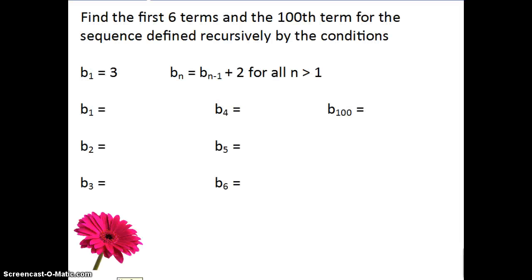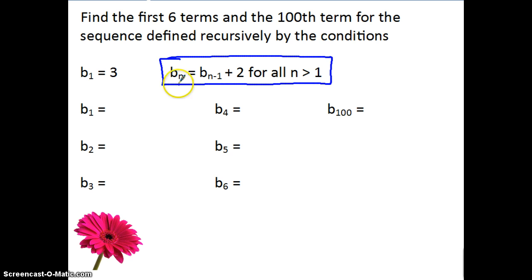All right, so this says find the first 6 terms and the 100th term for the sequence defined recursively by the conditions. This looks very similar to what we did a minute ago, but instead of being given as a formula where you just plug in the term number, this is written recursively. So look at how this is written. B sub n equals B sub n minus 1 plus 2 for all n's greater than 1.